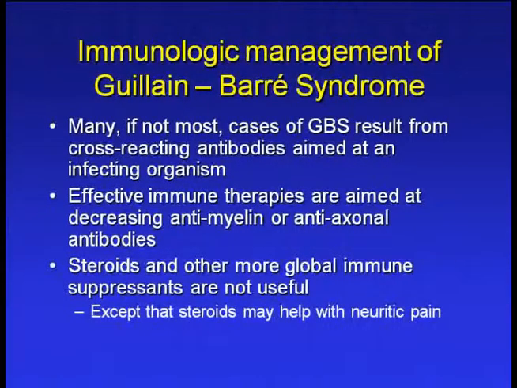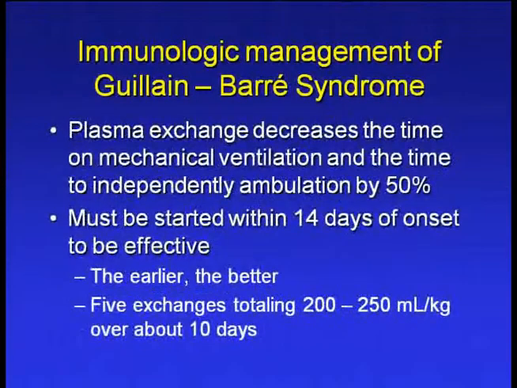The effective therapies are aimed at removing the antibodies. Steroids turn out not to be very useful, except in the patients who have severe neuritic pain, where a couple days of steroids may markedly improve their symptoms. Plasma exchange has been tested against IgIV, and if you do it rigorously, there's no difference in the outcome. But the measure here is the time to independent ambulation.